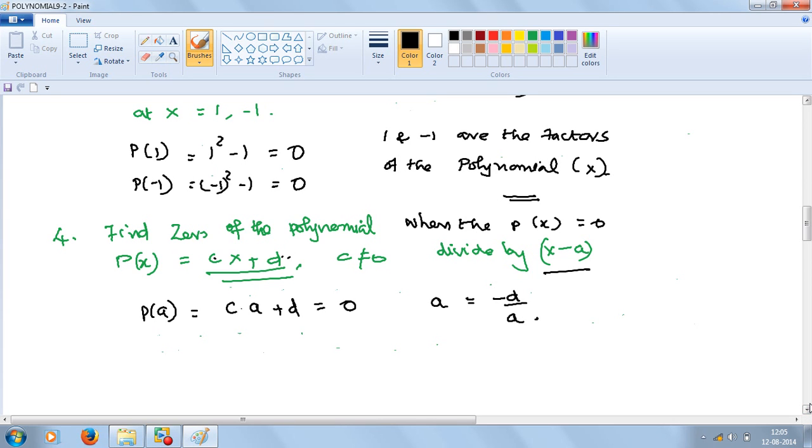Oh, see here, there's a small correction here. a is equal to minus d by c. I don't know that our students are so much attentive. They have noticed the mistake. Minus d by, it's c. Here ca is equal to minus d. a is becoming minus d by c.